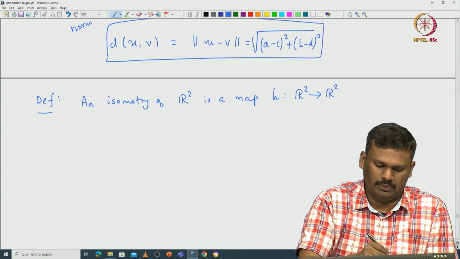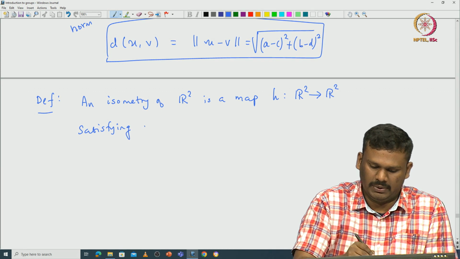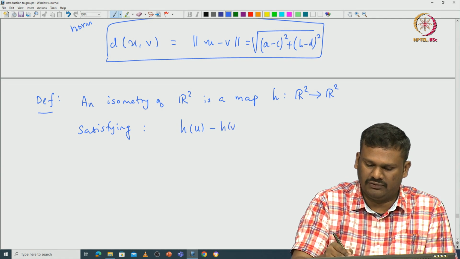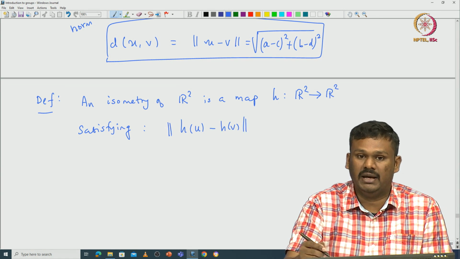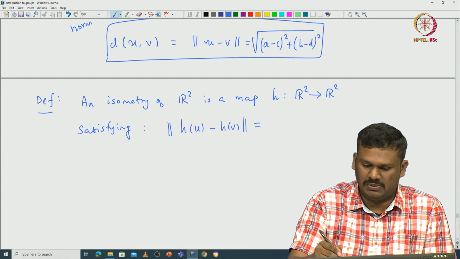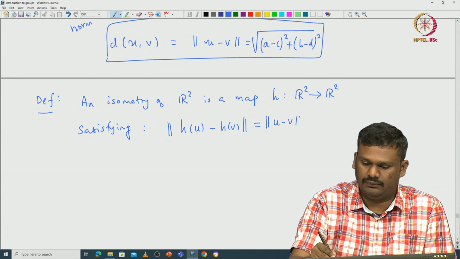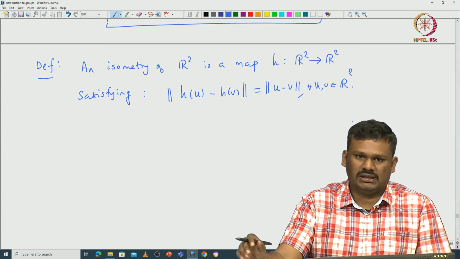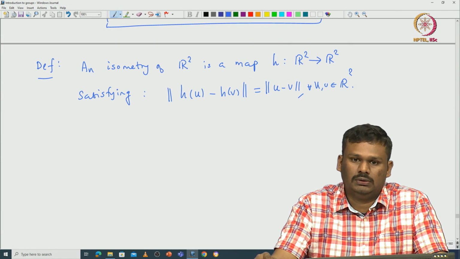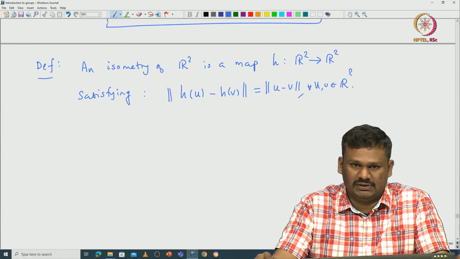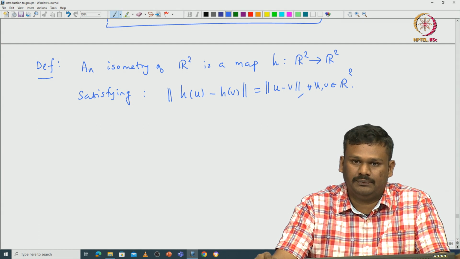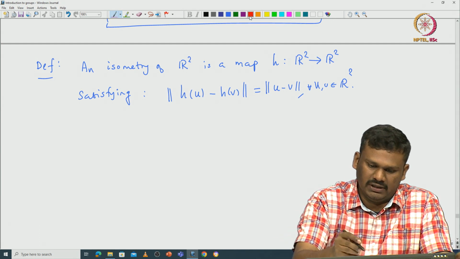So, satisfying the following property: if you take the distance between H of u and H of v, that is, the distance between the images of u and v, it must be the same as the distance between u and v, and this should be true for all u, v in R2. So, basically what is an isometry? It is a map from R2 to R2 that preserves the distance between any two given points. Okay. So, this is the definition.